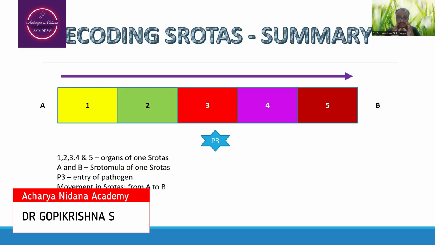Suppose the entry of pathogen is happening in organ number 3. In that particular situation, as the movement of the substance is happening from Srotomula A to B, the symptoms can be observed initially in organ number 3. Then we are going to observe the symptoms in organ number 4, and then in organ number 5. Whereas the symptoms in 2 and 1 are less likely because the movement is happening from 3, 4 to 5 in this particular example.